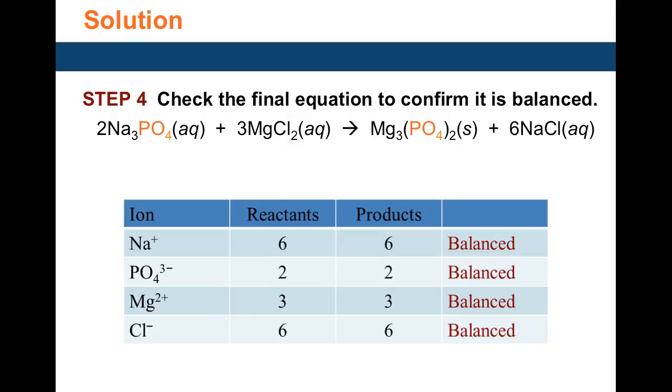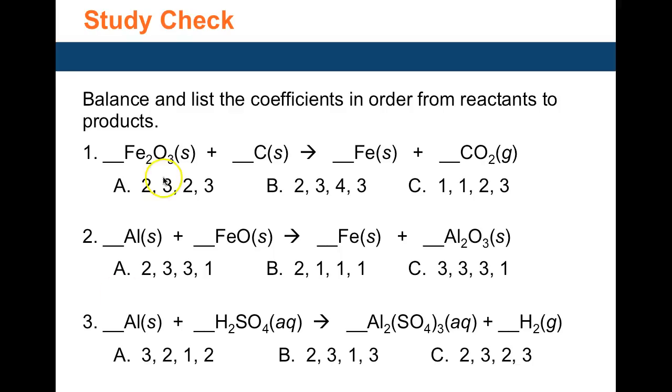Okay, so then step 4 is to finally break it down into their individual ions and see that they're all properly balanced. All right, so balance and list the coefficients in order from reactants to products for the following. So you have iron(III) oxide reacting with carbon to form elemental iron and carbon dioxide. So let's start with the iron. You have 2 of them here, so you need a 2 here.